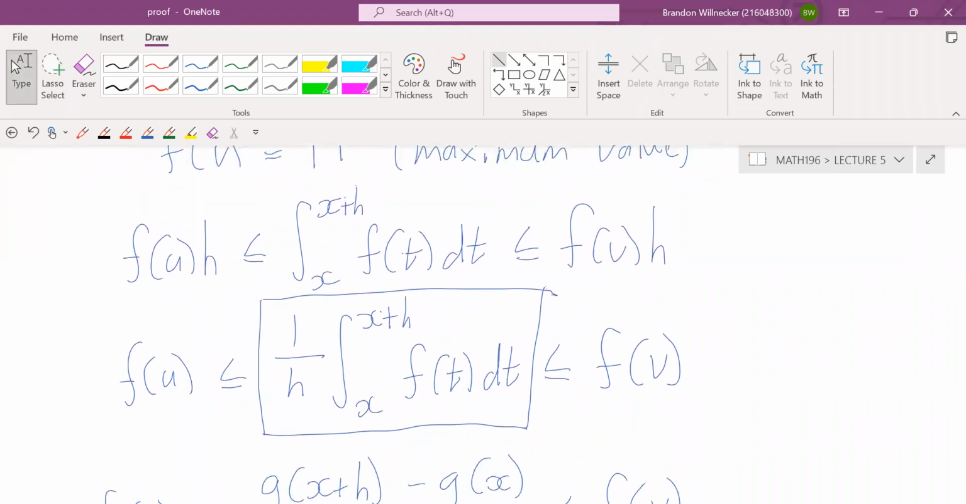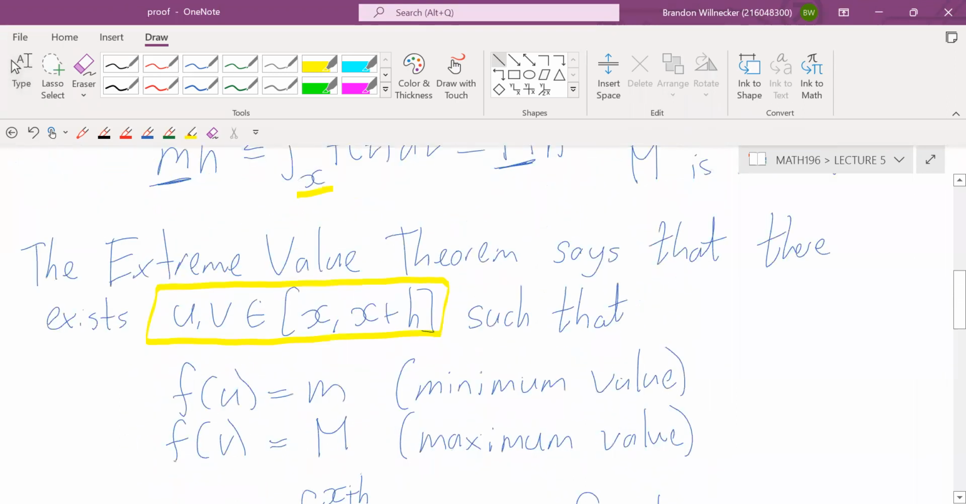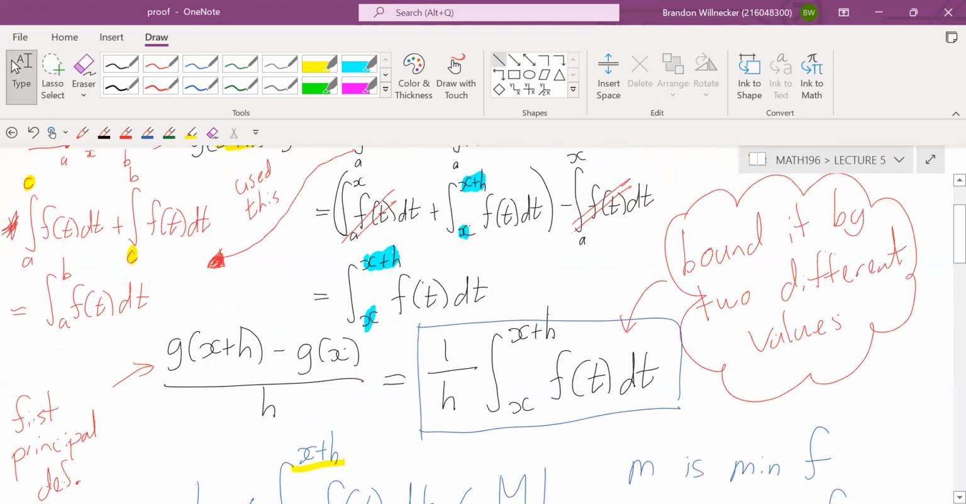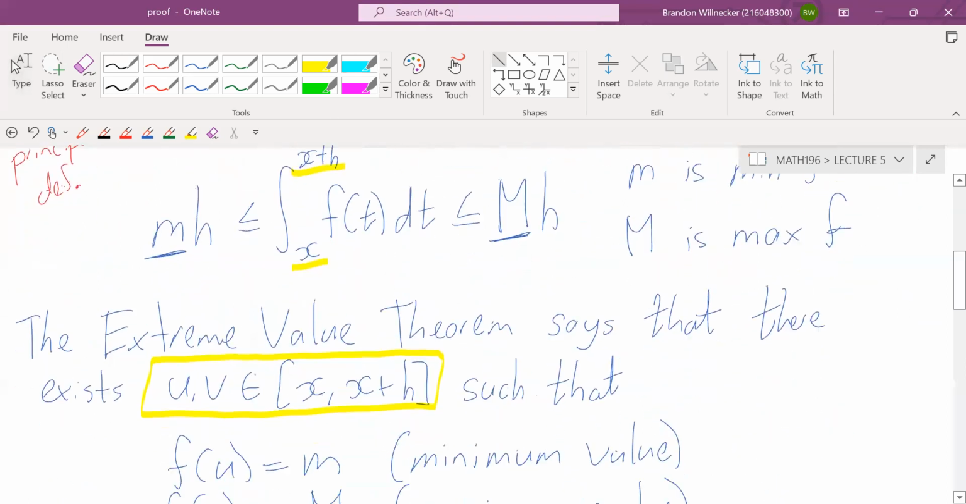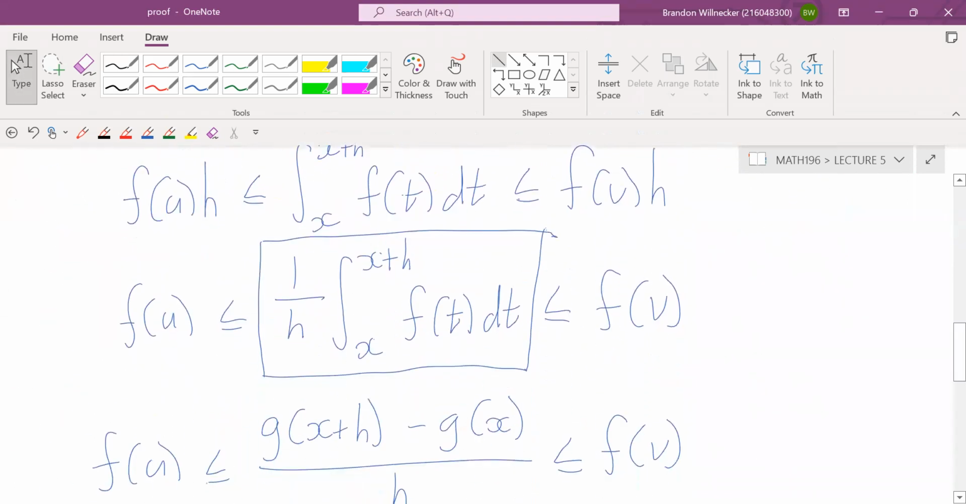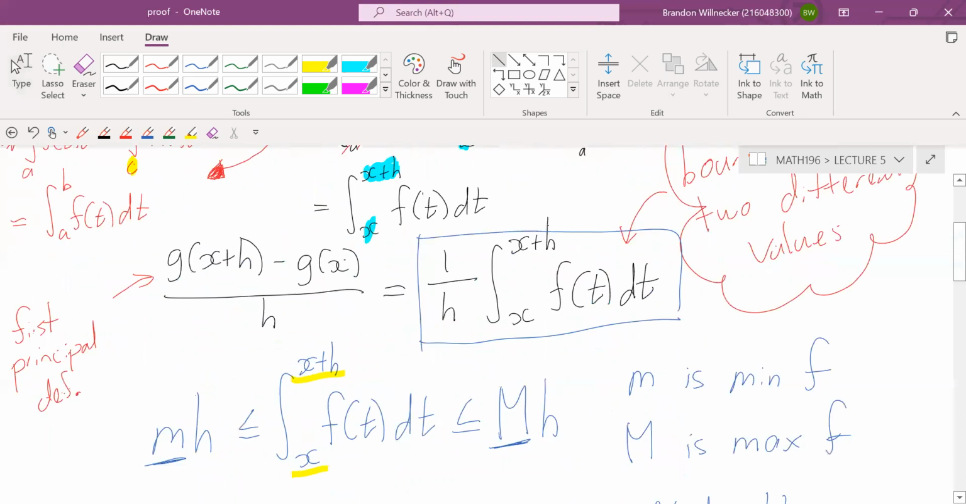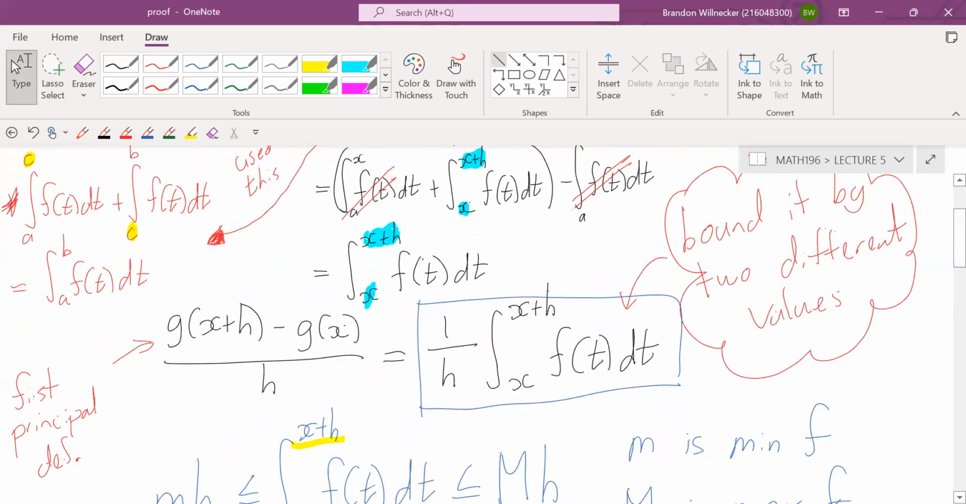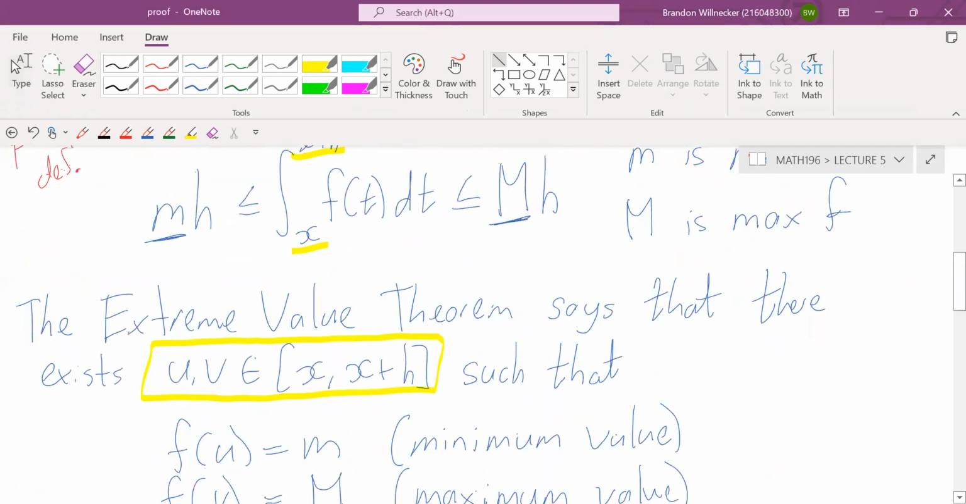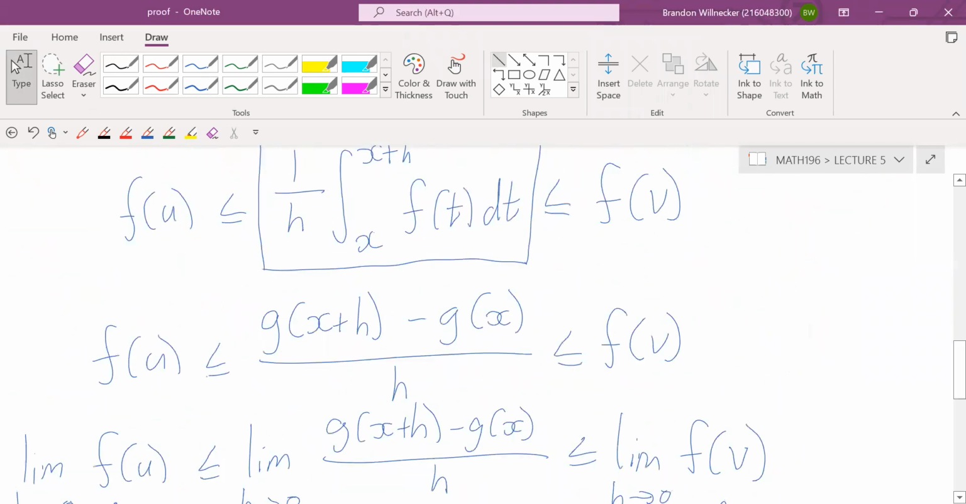So now remember that this middle term is almost g prime of x. Okay, we need to divide by h because that's what we had over here in the blue box. So we divide through by h, and now this middle term in the blue box is this right-hand side over here. So we can replace it with the left-hand side. So that's exactly what we do.